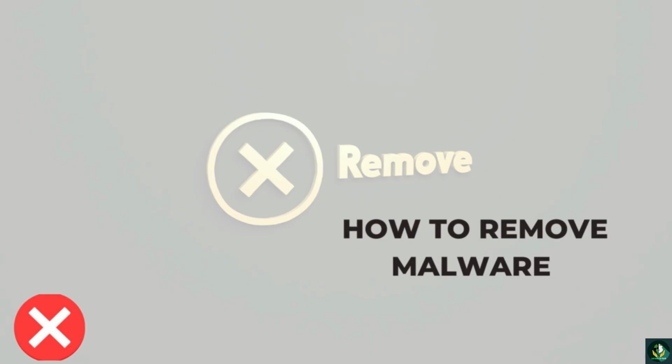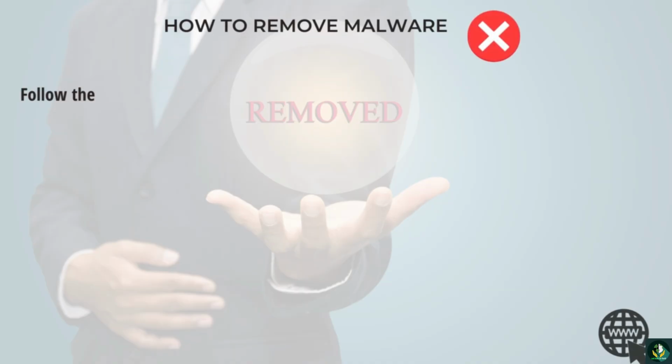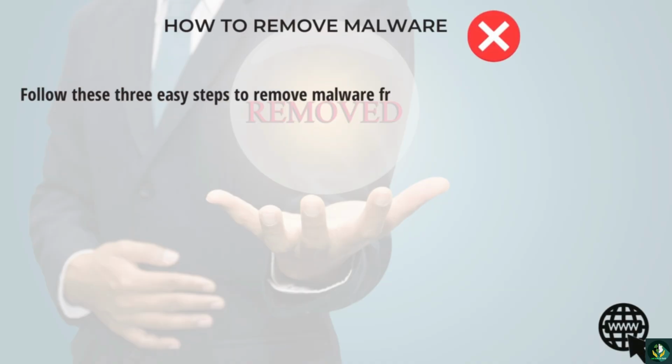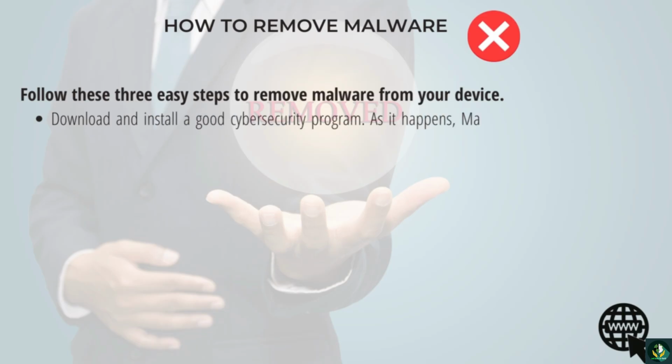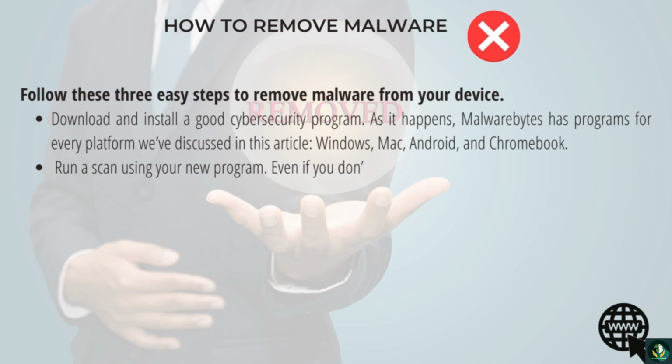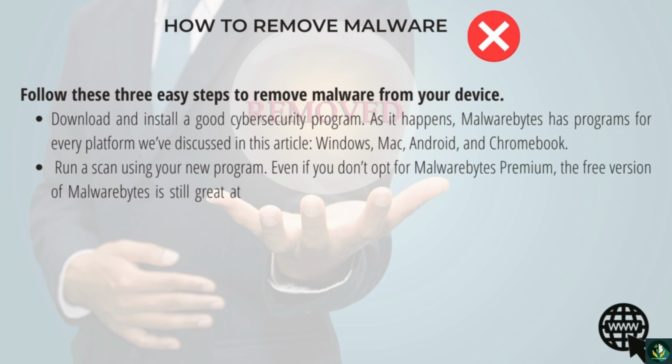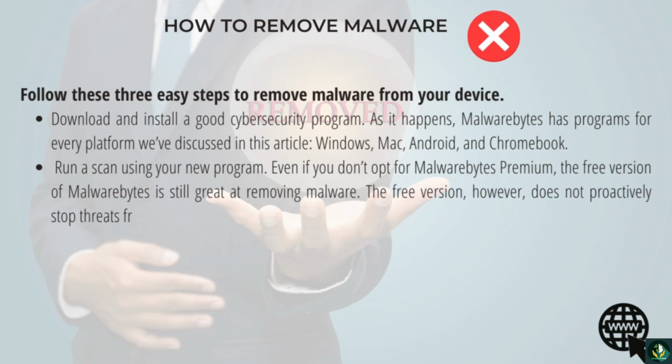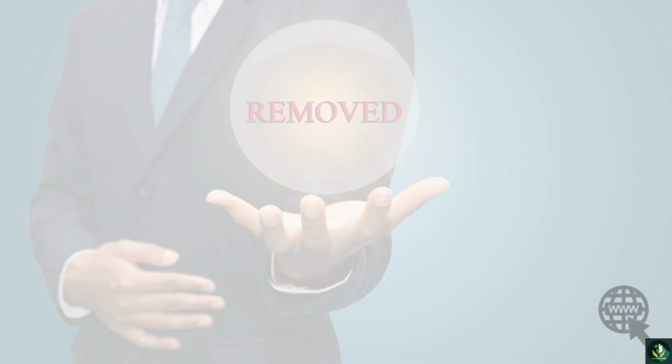How to remove malware. Follow these 3 easy steps to remove malware from your device. 1. Download and install a good cybersecurity program. As it happens, Malwarebytes has programs for every platform we've discussed in this article: Windows, Mac, Android, and Chromebook. 2. Run a scan using your new program. Even if you don't opt for Malwarebytes Premium, the free version of Malwarebytes is still great at removing malware.